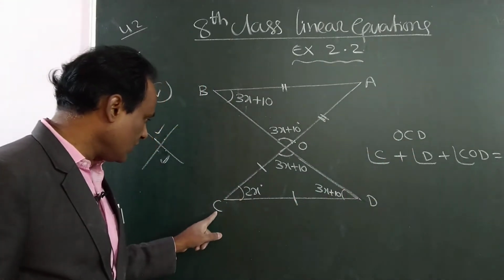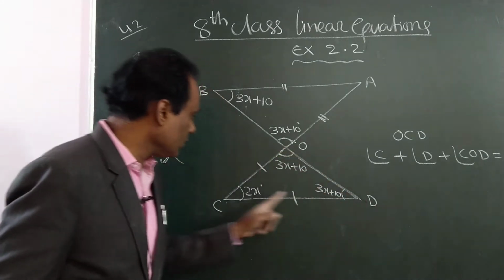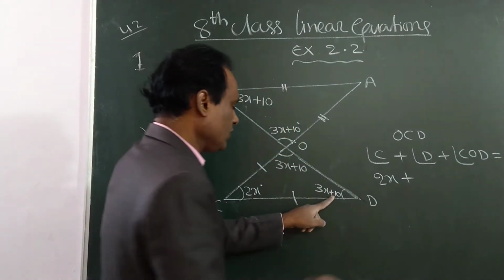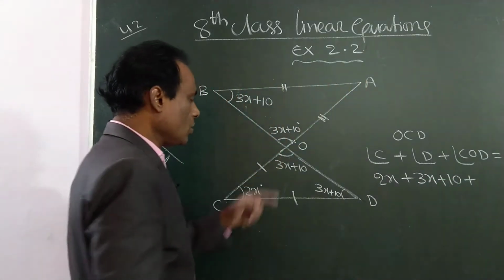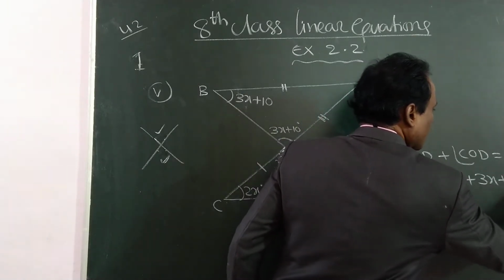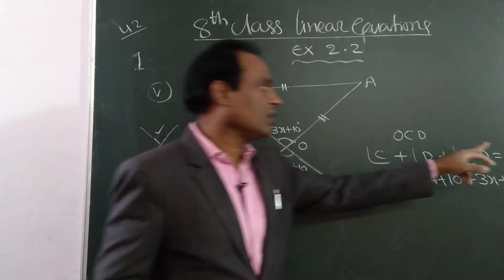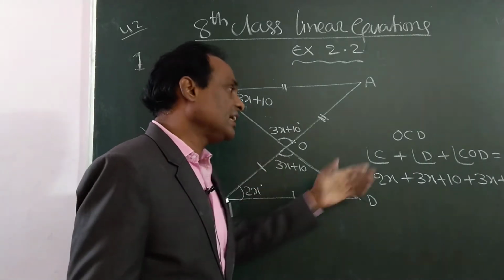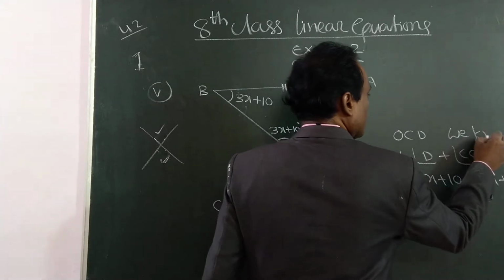Don't write anything. What is this angle? C. This angle is D. This angle we can call as COD. So what is this? 2x plus D is 3x plus 10 plus angle COD is also 3x plus 10. Why is it 180 degrees? Because it is a formula. In any triangle, if you add three angles, it will be always 180 degrees. That is the triangle property. Sum of three angles in any triangle is 180 degrees. We know that. See here.